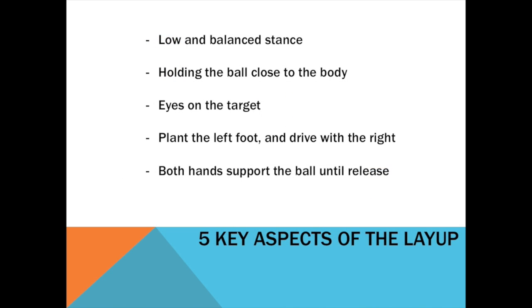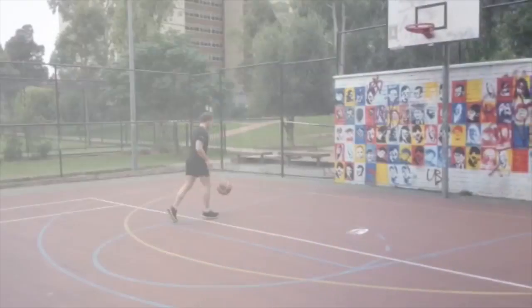The 5 key components we considered for the successful layup were planting the right foot and driving the left, a low and balanced body stance going into the movement, holding the ball close to the body, keeping the eyes on the target, and keeping both hands supporting the ball until the ball release or the shot.